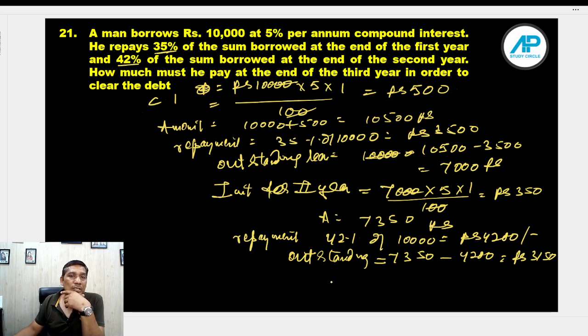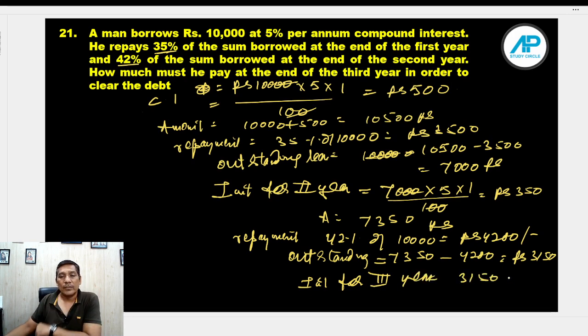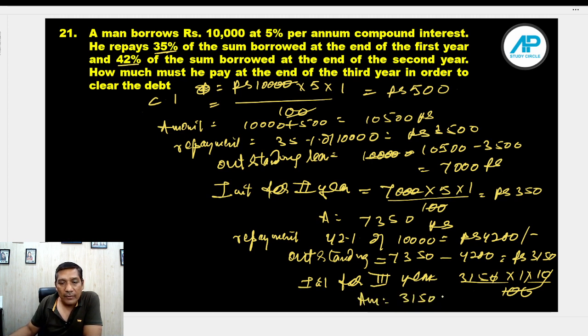How much do I pay at the end of the third year in order to pay the debt? आपको third year का interest और निकालना है अभी. Interest for the third year: 3,150 into 1 into 10 upon 100 is 315. Amount equals 3,150 plus 315. You got rupees 3,465 as the value I must pay back at the end of the third year to clear my entire loan.